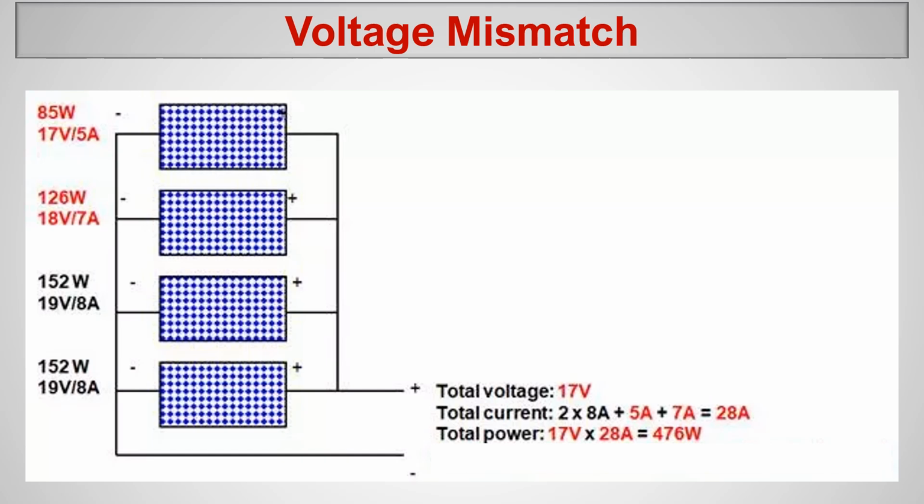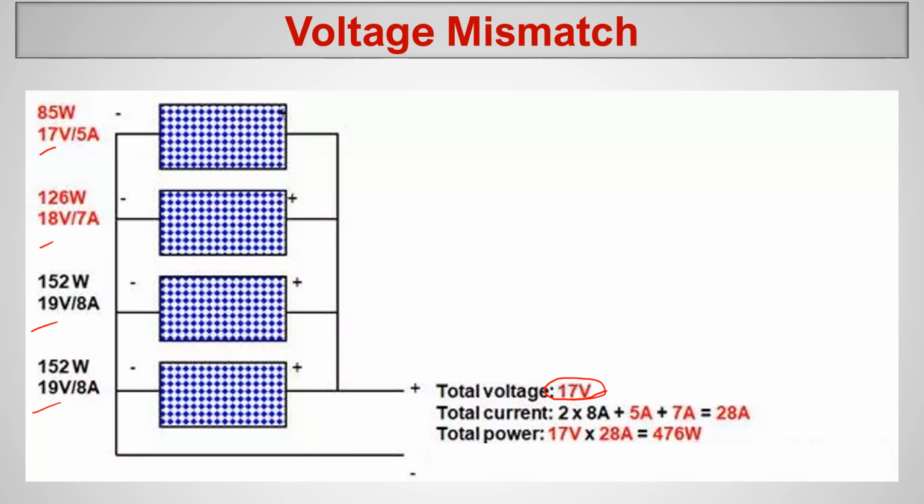You can see another example of voltage mismatch. Here we have different panels connected in parallel. So we have 17 volts, 18 volts, 19 volts and 19 volts. But because they have different voltage ratings, the lowest voltage will be considered as the output. That is the mismatch created.